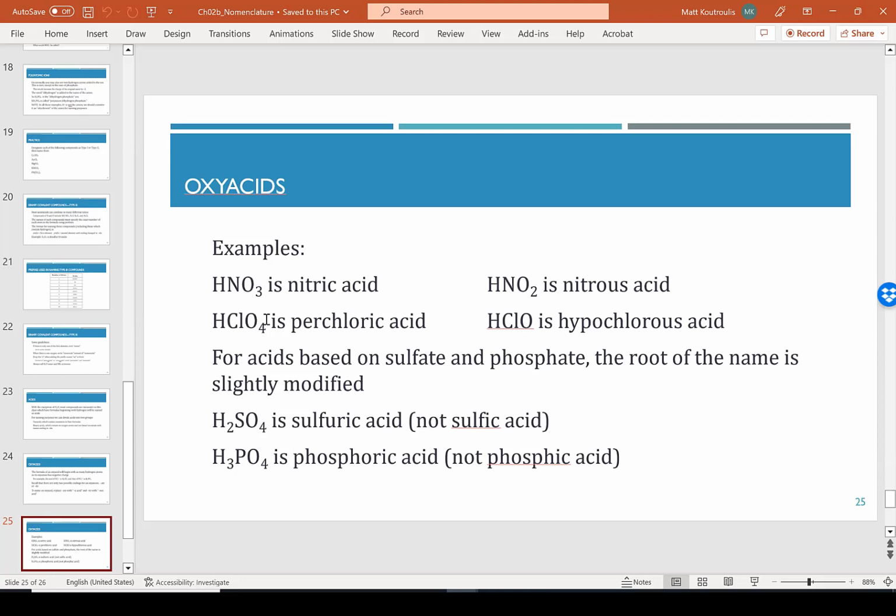HClO4, ClO4 minus is perchlorate. So HClO4 would be perchloric acid. Yeah, so ClO4 is perchlorate, so perchloric acid. This might be wrong in the notes. It should be hypochlorous acid. Does it say hyponitrous for some reason? Yeah, sorry, that was just a copy-paste error. So what do we call ClO minus? Hypochlorite. Good. So hypochlorite becomes hypochlorous acid.